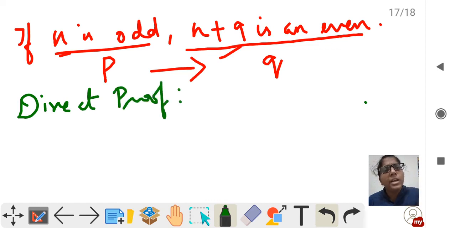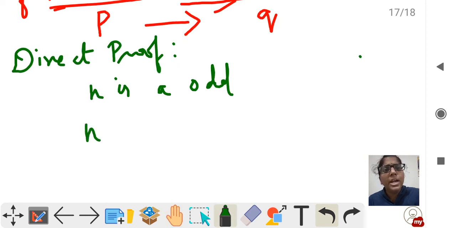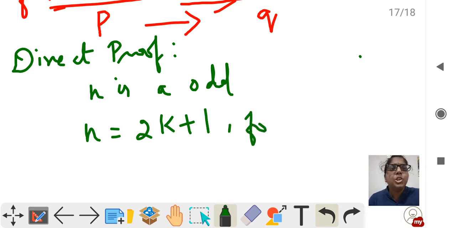So how can we take n as an odd number? It is an odd integer. Okay, n is an odd number means you can take it as 2k plus 1. n is equal to 2k plus 1 for some integer k. It is an odd number, right?